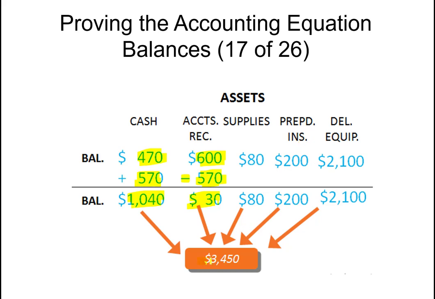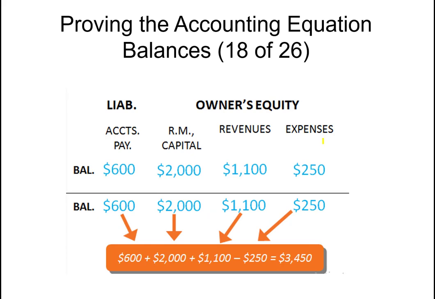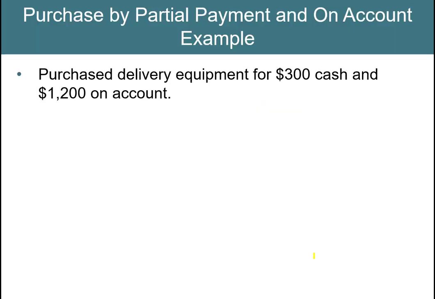There are no changes to the supplies, prepaid insurance, and delivery equipment accounts. So the total assets is $3,450. There is no change to our liability and owner's equity. The total liability and owner's equity remain unchanged. That is $3,450. So it shows that our accounting equation is balanced. Assets is equal to liability plus owner's equity. Let us move to the next example.